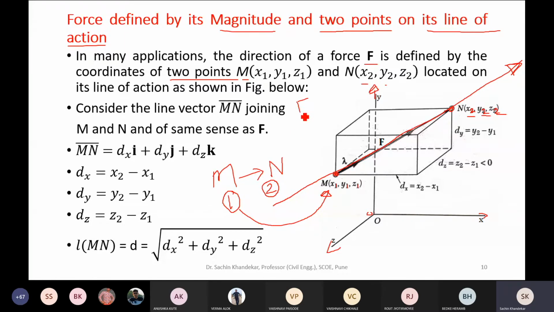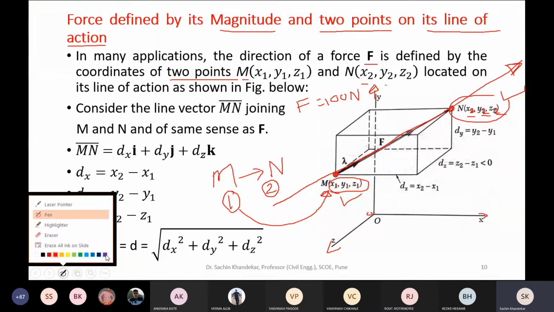Say for example, the magnitude is, suppose, 100 Newton, and its direction is given something like this. And let M and N be any two points on its line of action whose coordinates are known to us. So please note that the coordinates of M and the coordinates of N are known to us.